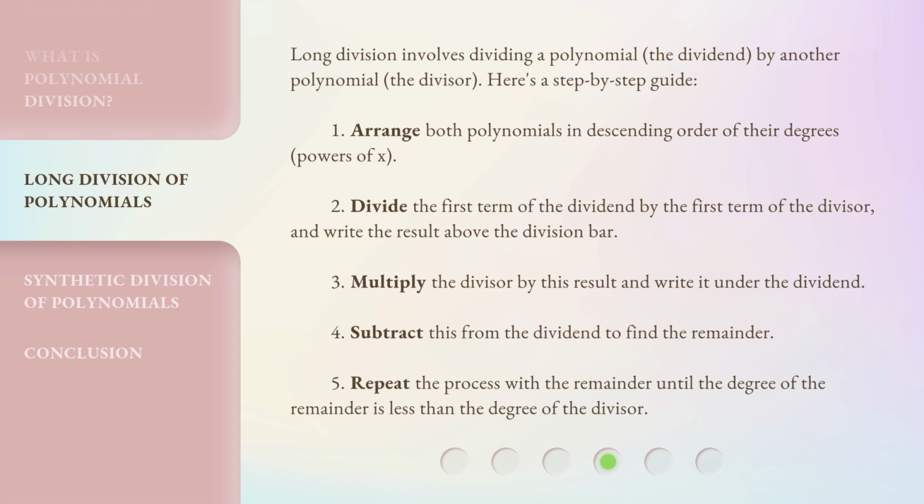Long division involves dividing a polynomial, the dividend, by another polynomial, the divisor. Here's a step-by-step guide. 1. Arrange both polynomials in descending order of their degrees, powers of x. 2. Divide the first term of the dividend by the first term of the divisor, and write the result above the division bar. 3. Multiply the divisor by this result and write it under the dividend. 4. Subtract this from the dividend to find the remainder. 5. Repeat the process with the remainder until the degree of the remainder is less than the degree of the divisor.